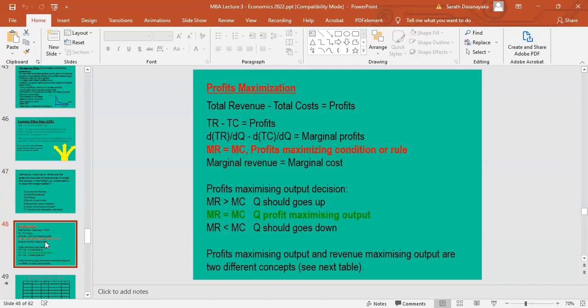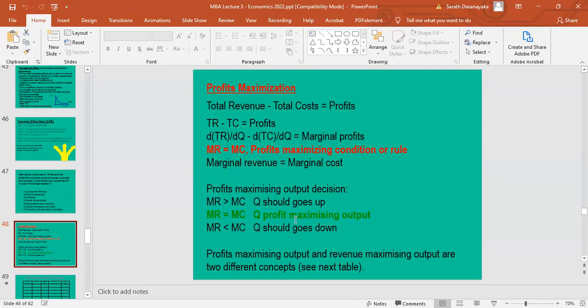Then you do the first order differentiation of TR with respect to Q, and the first order differentiation of TC with respect to Q, and you get the marginal values. Differentiating any function gives the marginal one: marginal revenue, MR, and marginal cost, MC. The profit maximizing condition or rule in economics is to equate MR equal to MC. Thereafter, we go to the AR curve and fix the price. You come down to the x-axis and find the output. That is the way companies work.